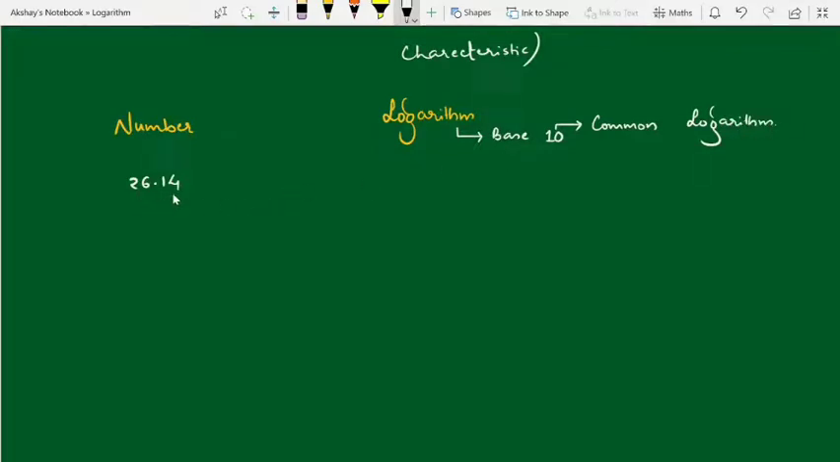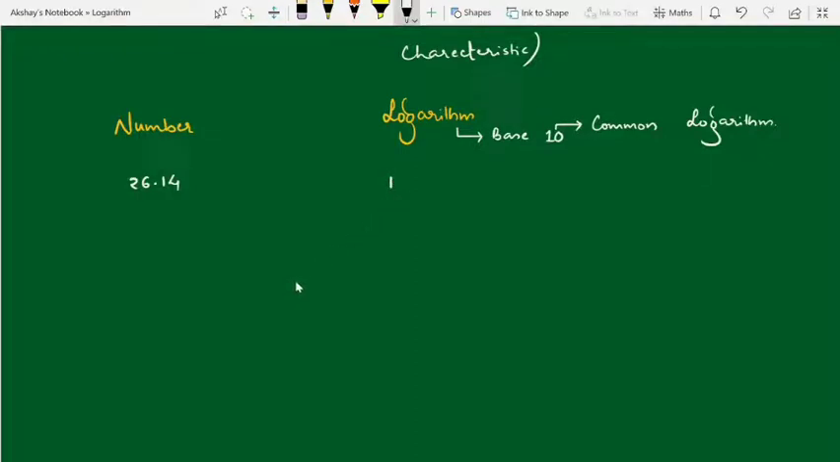Okay, so let me take a log chart in my hand, and I'll also see it, and you also go through it. First one, what is the characteristic? How will you identify the characteristic? The number is greater than 1. Next, identify the decimal point. Here, how many digits are there? You just count 2 digits. 2 minus 1 is 1. So 1 is nothing but the characteristic.